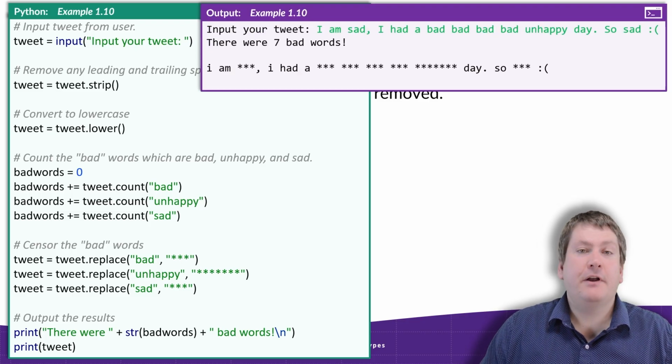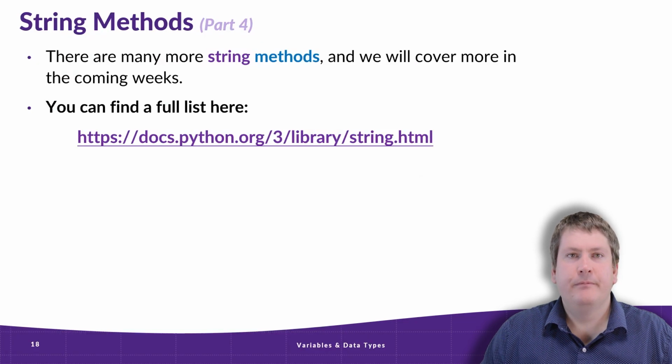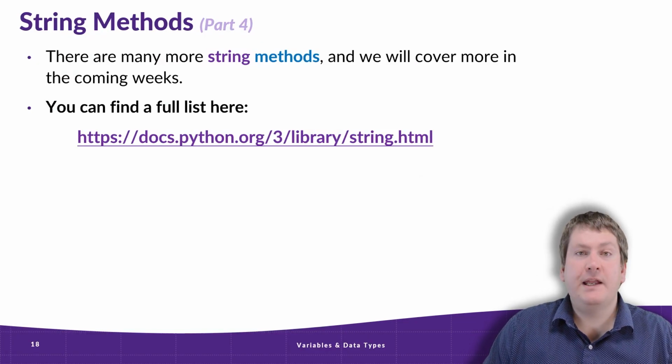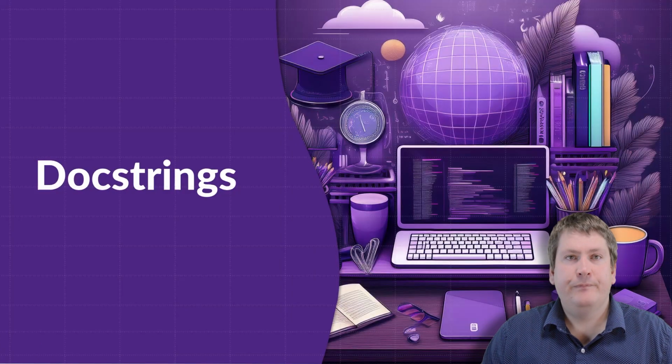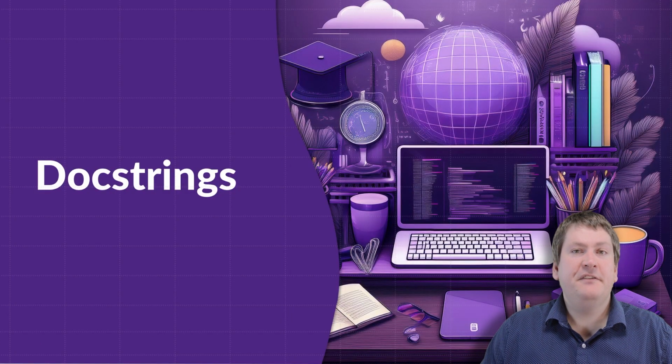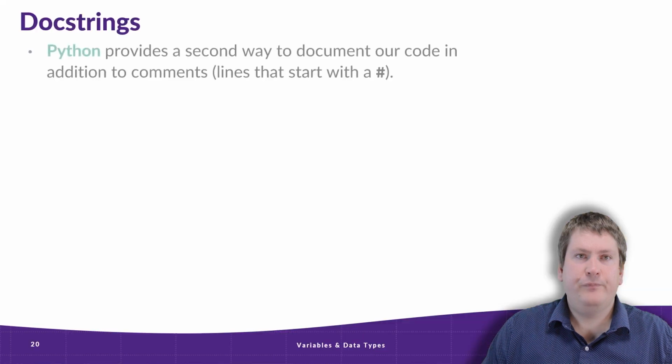Okay, we're back, and I have a copy of the output shown here. One last thing I should mention about string methods is that there are many more helpful functions built into the string object. We'll cover more of them in the coming weeks, but I do recommend checking out the Python documentation for the string class. You can find a link here, and it details all of the methods you can use on strings. The last topic we're going to discuss in this video are docstrings.